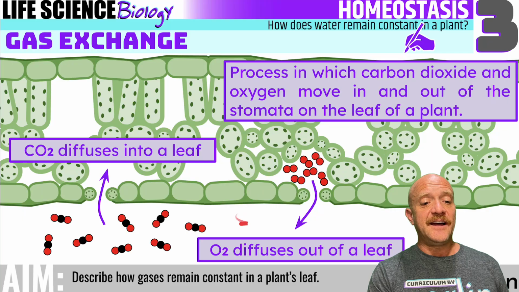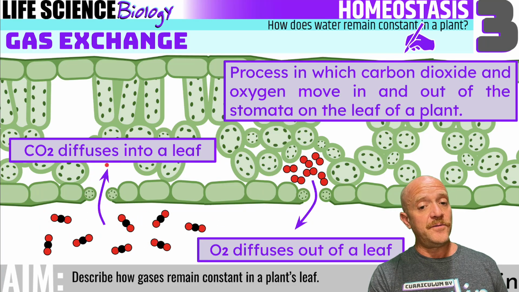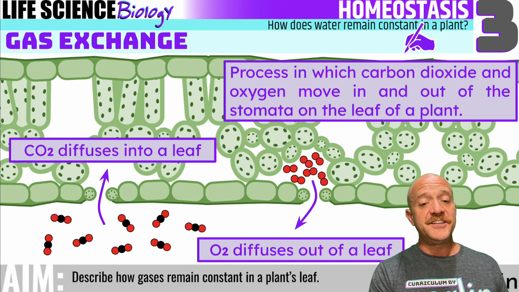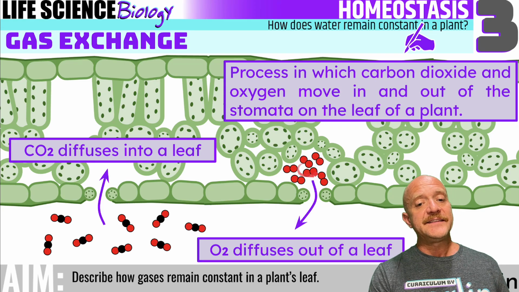Now that is because the concentration of carbon dioxide is higher on the outside. It moves from high to low. And then when the oxygen is generated, we'll find out about this when we talk about photosynthesis, the oxygen is then diffusing out of the leaf because it is higher on the inside of the leaf than on the outside.